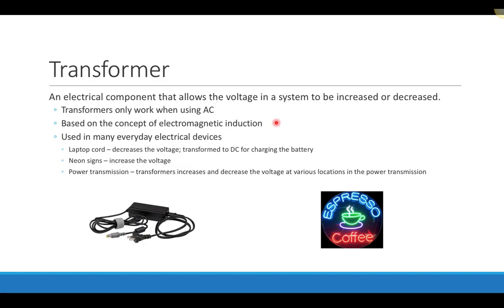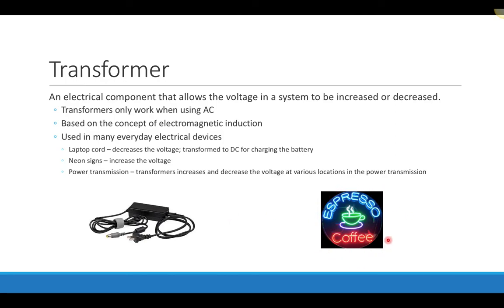There are a lot of different everyday devices that use transformers. One thing that you're probably familiar with, but maybe did not realize was a transformer, is your laptop cord. You plug your laptop into the outlet, you have a plug for your actual laptop, and then there's usually some type of box between those cords, and inside that is a transformer.